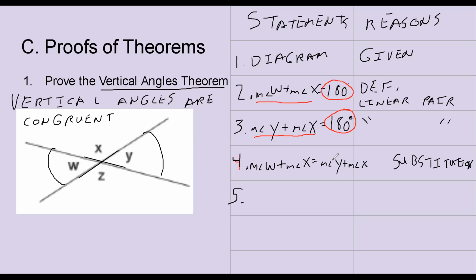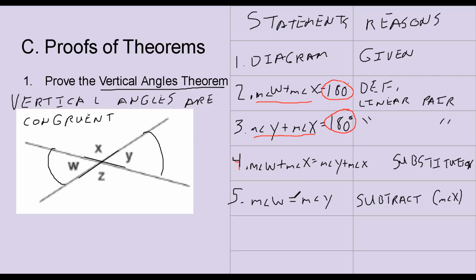All right. Now you'll notice that since I have an X on both sides of this equation, if I was to subtract that out, it would eliminate it on the left side and on the right side, leaving me with the measure of angle W is equal to the measure of angle Y. And again, that's the subtraction property of equality, and what I subtracted was the measure of angle X, and I did that from the left and the right.